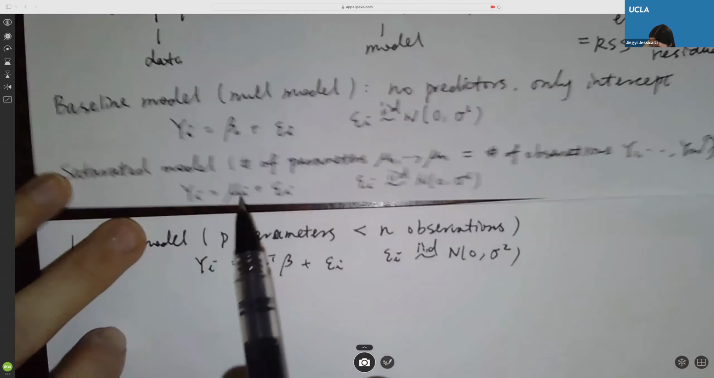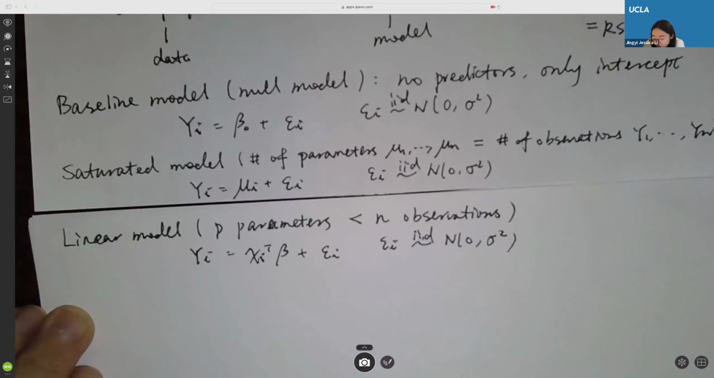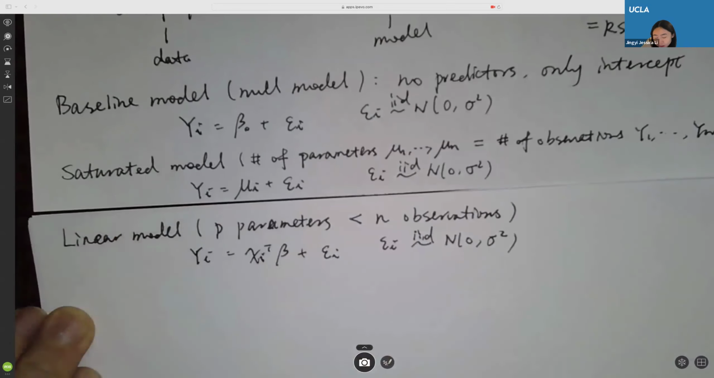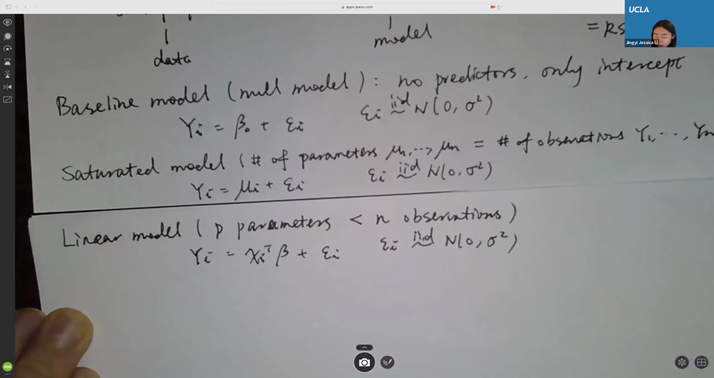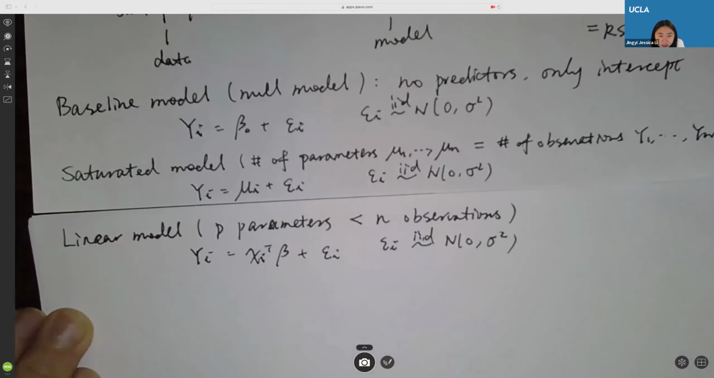So if you think about a saturated model, how would you fit the model or estimate each mu i? You only have one observation yi, right? Then if you just want to maximize the likelihood based on this normal distribution, you would just estimate mu i hat as yi, right?